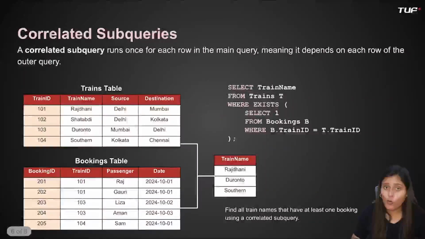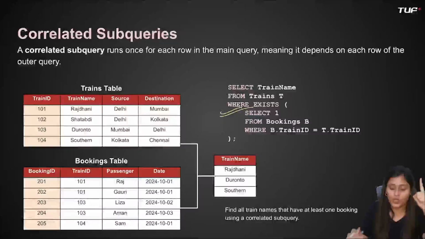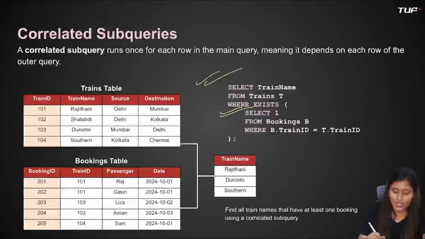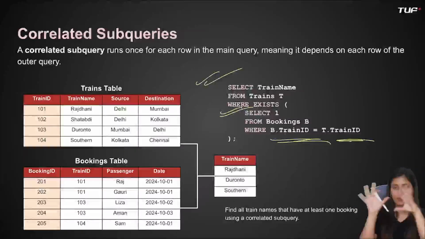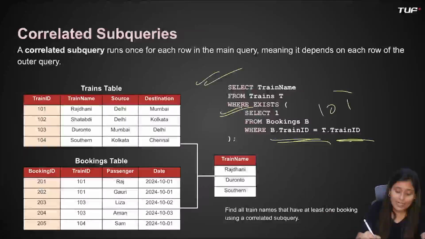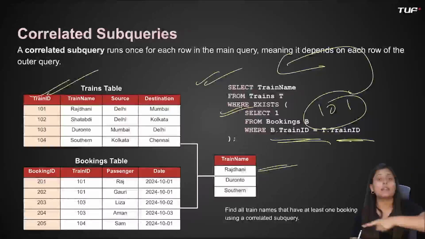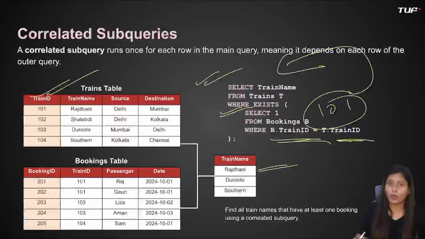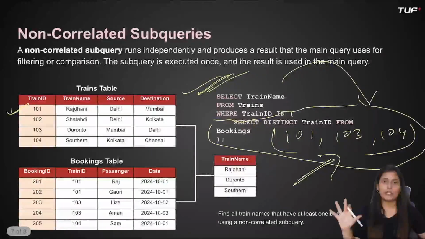But in the case of correlated queries, where we were using EXISTS, it gives only true or false for a single time. So in this EXISTS we were checking whether the train ID 101 is there in both the bookings table and the trains table or not. Yes, it is there. Then for that we were selecting the train name there and then, and only then moving to another train ID. So for every outer query row, the inner query was running at least once. That is why it is called correlated and non-correlated subquery.